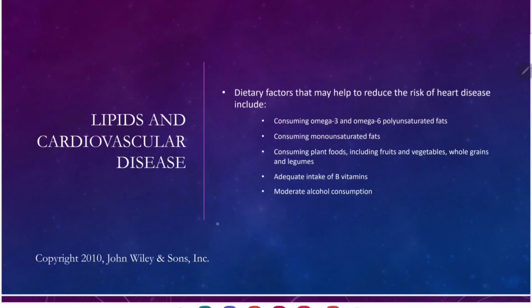Lipids and cardiovascular disease have a relationship between each other. The dietary factors that might help to reduce the risk of heart disease include consuming omega-3 and omega-6 polyunsaturated fats, consuming monounsaturated fats, consuming plant foods including fruits, vegetables, whole grains and legumes, adequate intake of vitamin B, and moderate alcohol consumption.